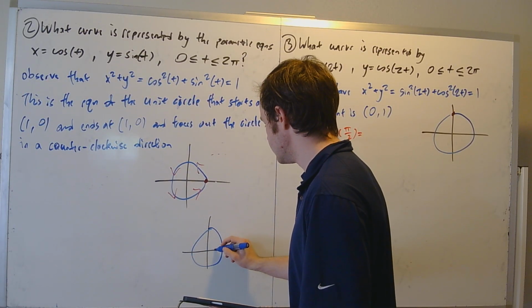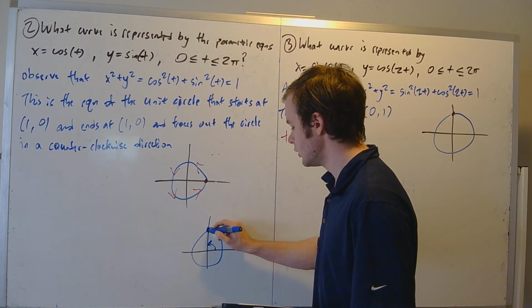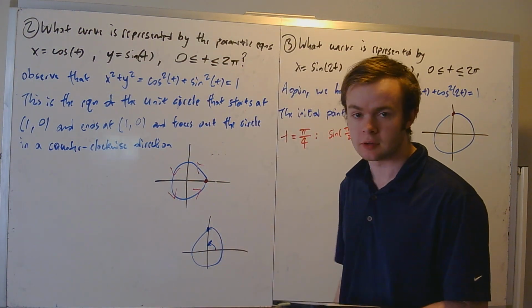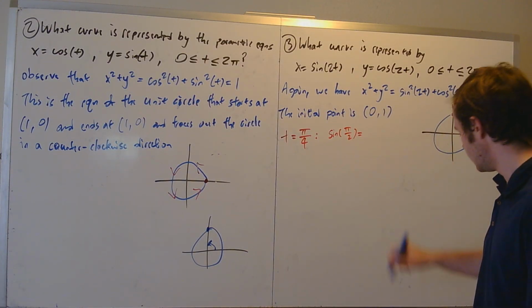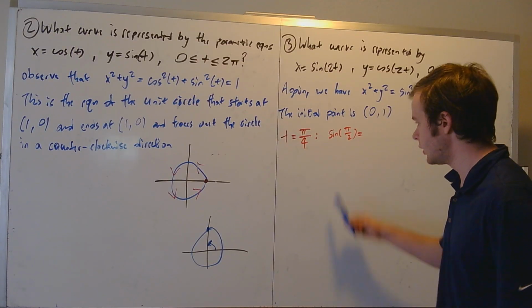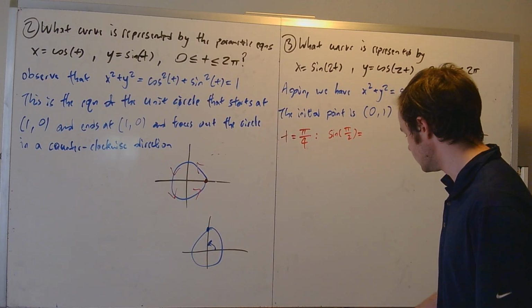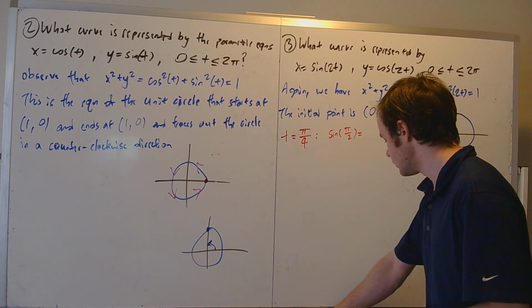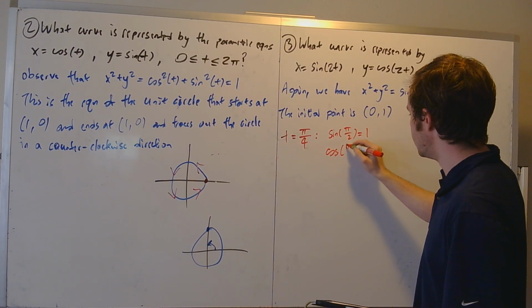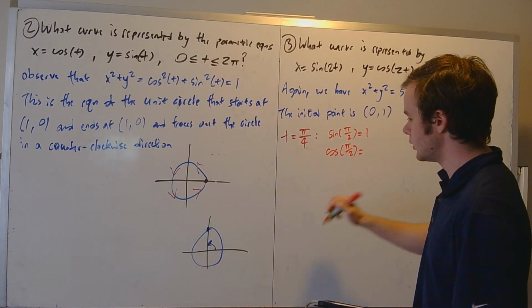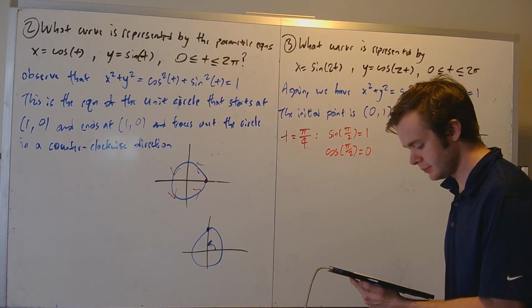If we have pi over 2, that's this angle, and we look for the y value here, and we know this is a distance of 1 from the origin, so we know the y value here is 1. So the sine of that angle, because pi over 2 is 90 degrees, the y value here is going to be 1. So this is 1. And the cosine of pi over 2, again, we look for the x value here, and the x value is 0. So this is 0.